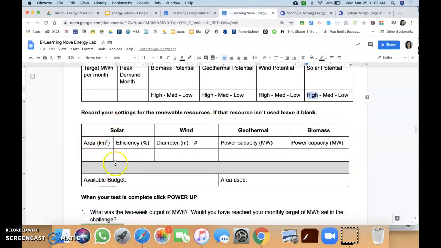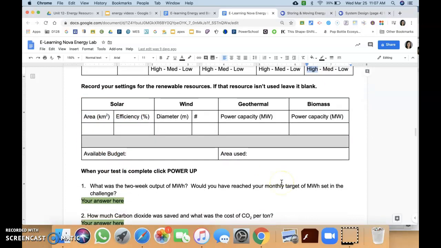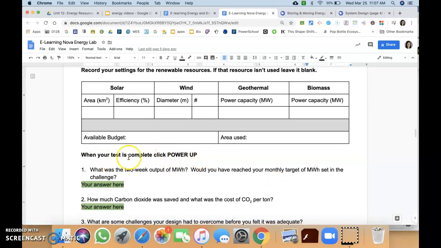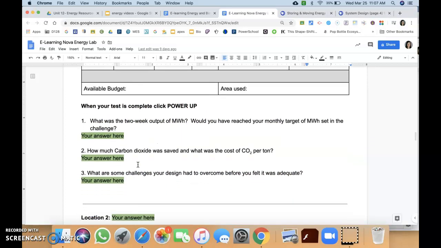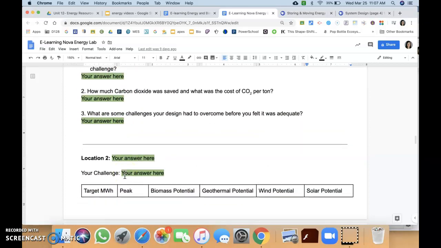Make sure you record the area that you chose and the efficiency that you chose for that particular source. In this case, it's solar. Record the available budget that you have and the area that you used. And then when you're done, you can do the power up. You can complete the 3 questions that go along with it, and then you move on to the next locations.